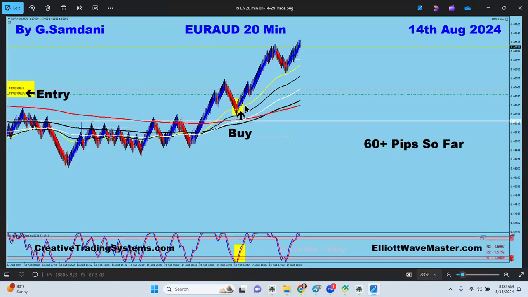EA on the 14th. That was the chart I made on the 10th, 11th, so 12, Monday was 12, 13, and 14. They start to go up. And here, 60 pips, right?